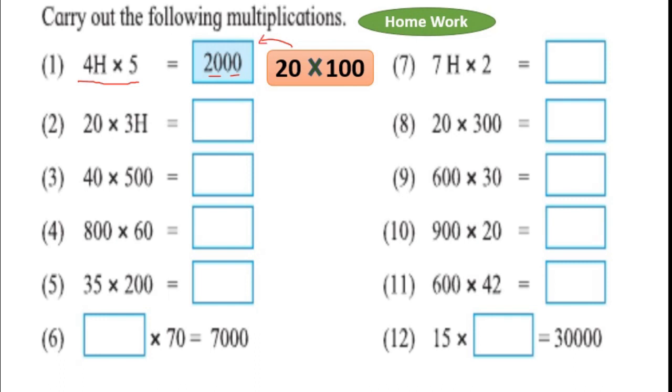For the second one here, 20 into 3 hundreds. 20 into 3 means 6, 60, correct? 3 2s are 6. 60 hundreds, correct? 60 hundreds means 60 and 2 more zeros, that is 6,000, isn't it? Like that you have to carry out all the remaining sums up to 12. Okay.